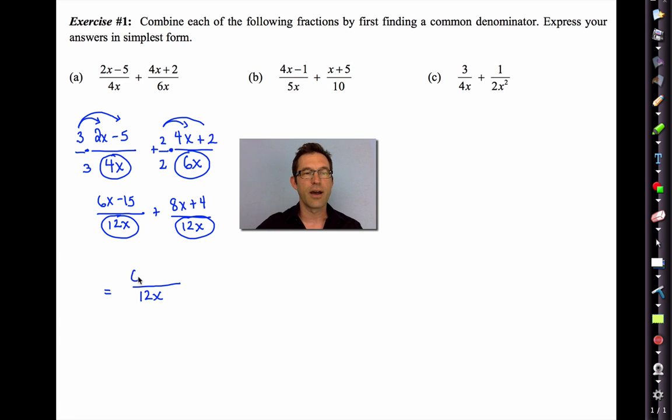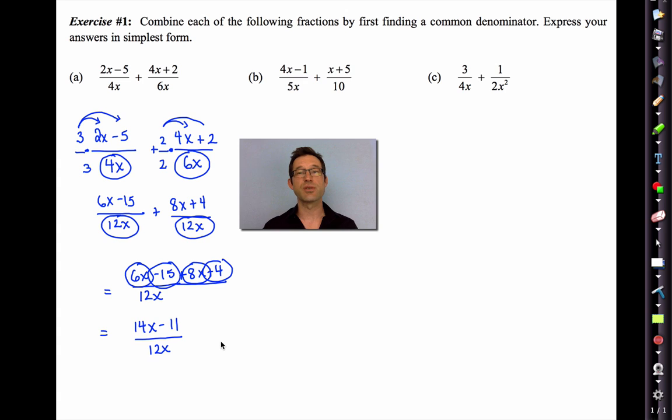Now I've literally got 6x minus 15, we're going to speed this up a little bit in the next exercise, plus 8x plus 4. Now it's just an issue of combining like terms. I've got 6x plus 8x, which is 14x, negative 15 and positive 4, sorry about that, which is negative 11, all divided by 12x. I just added those fractions.